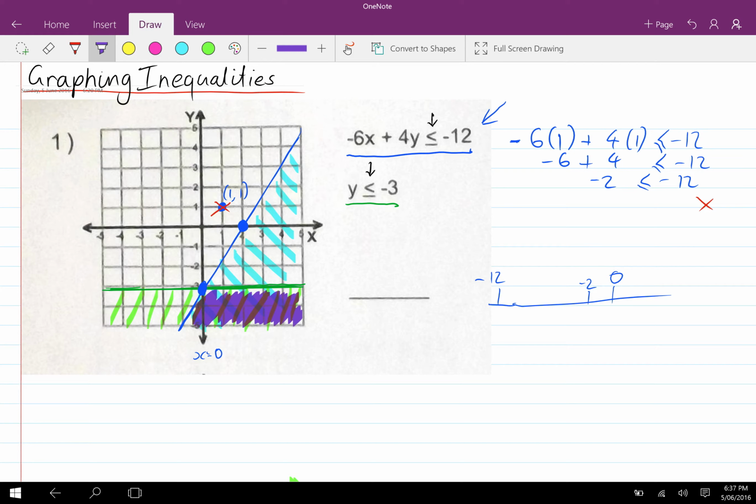Okay? So your steps are just to draw the line. I like making x 0 and y 0 in turn. Then putting a point in. Working out if it's right. And then using that point to know which side of the line to colour in. And that's graphing inequalities. Hopefully that was helpful.